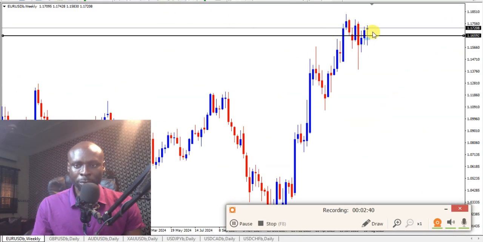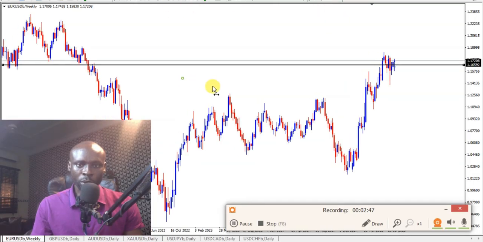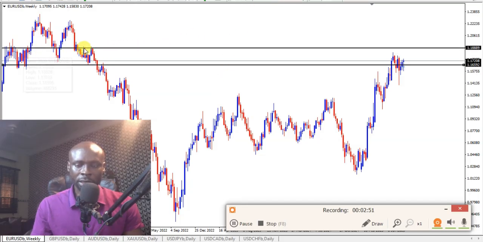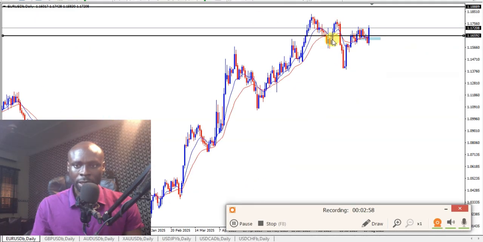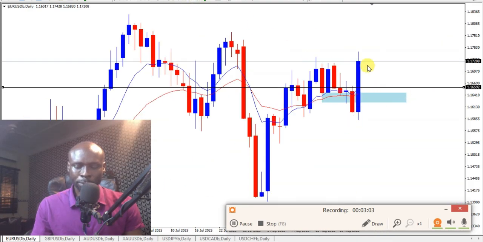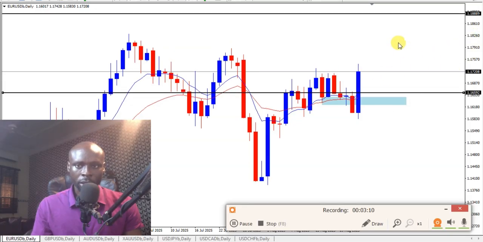So we expect demand to be taken from this level on the weekly chart for the buying continuation on the Euro USD. We expect price to move to this next resistance level on the Euro USD this coming week. But we expect a reversal back to our supply zone. So we expect price to retest this supply zone for a possible buying opportunity back to this weekly resistance level on the Euro USD.